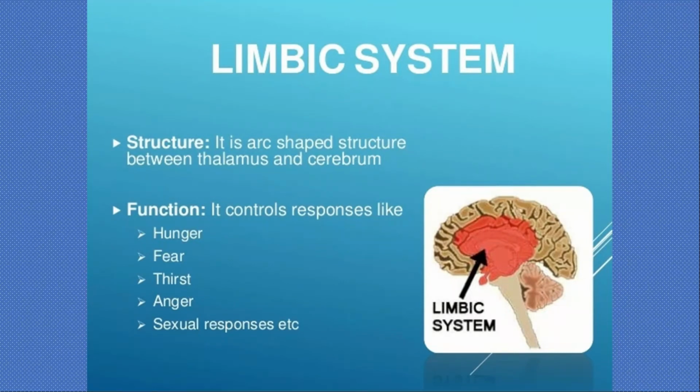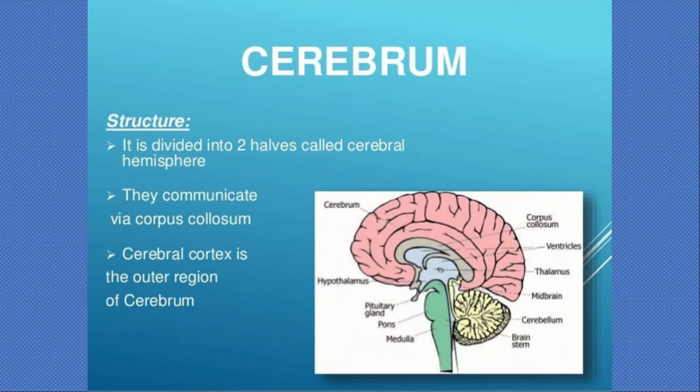Limbic system. Structure: it is an arc-shaped structure between the thalamus and cerebrum. Its function is that it controls responses like hunger, fear, thirst, anger, and sexual responses.